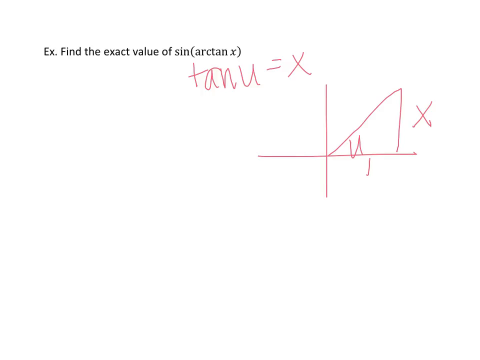And I need the sine of this, so I'm going to have to solve for the hypotenuse. So that's going to end up being the square root of x squared plus 1 squared, or 1. And then that's it. Find the sine, so I need opposite over hypotenuse, so that'd be x over square root x squared plus 1.